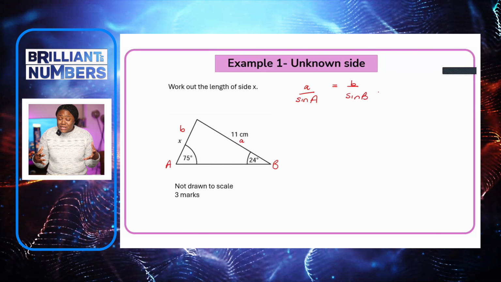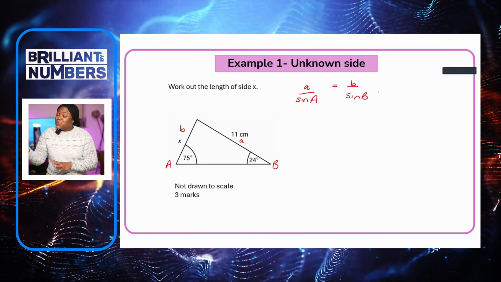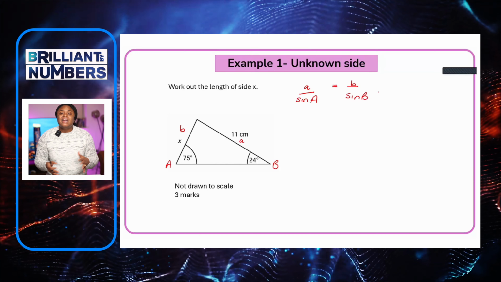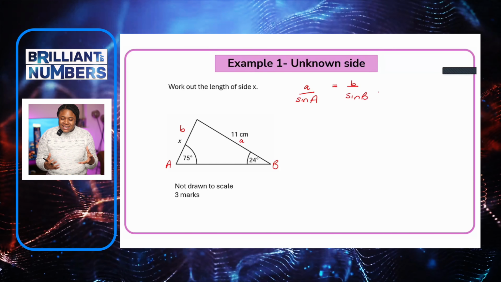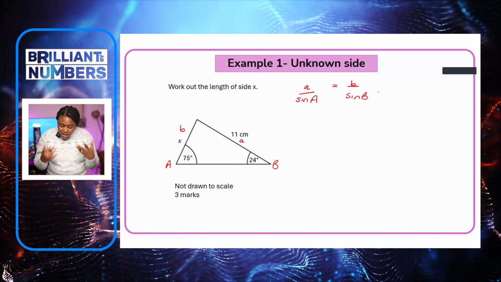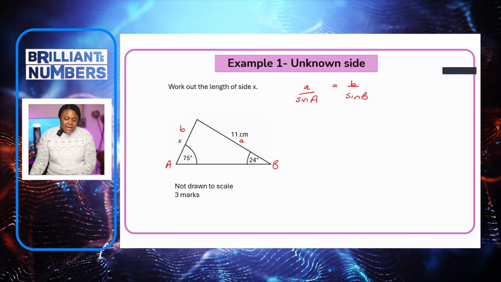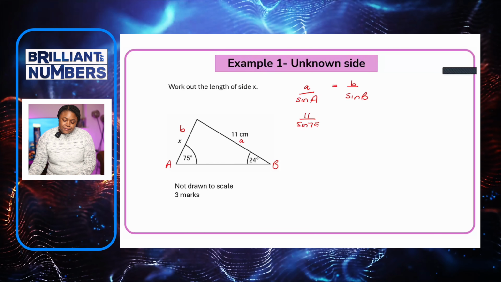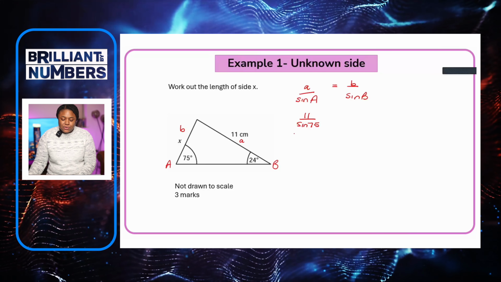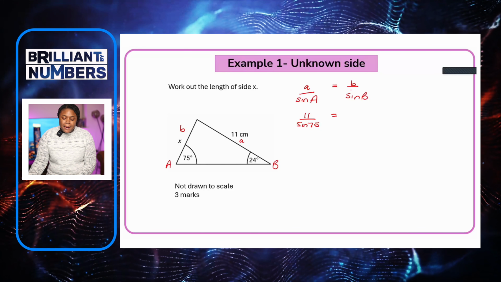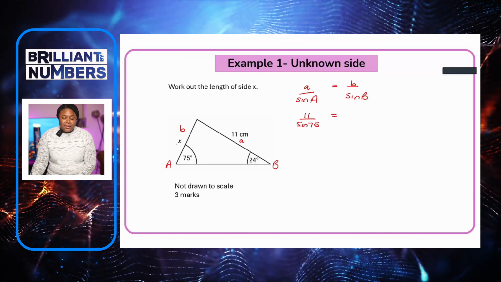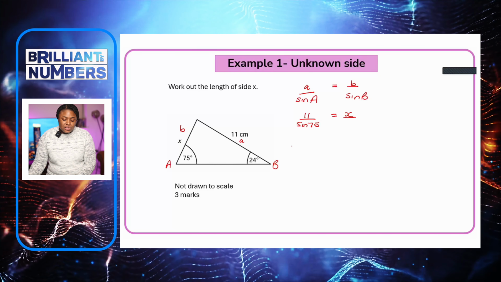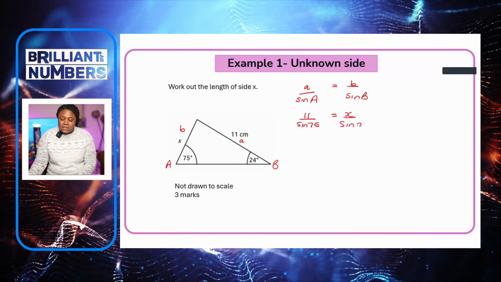So this is what I meant when I said at no point would we need to use all three letters at the same time. We're going to now substitute our values into the formula and then rearrange it to make x the subject, hence finding the actual answer. So a is 11, so 11 over sine 75. The angle matching is 75, so over sine 75 is equal to b, which in this case is the side we're finding, which is x, over the matching angle to that, which is 24, so over sine 24.